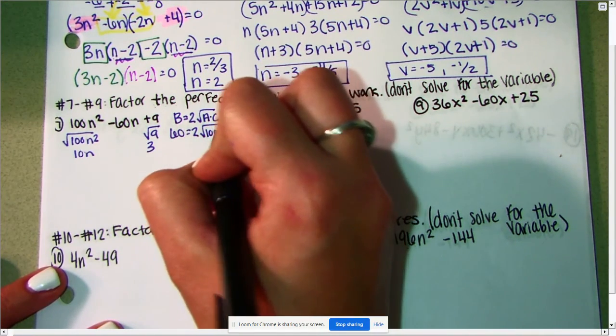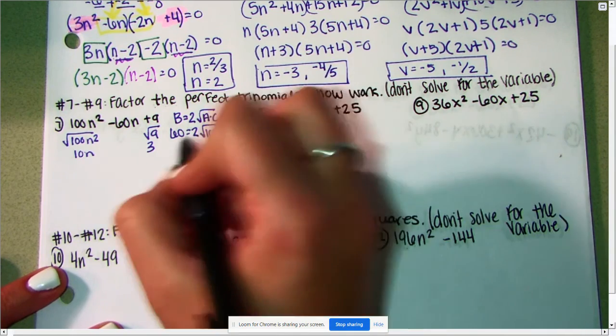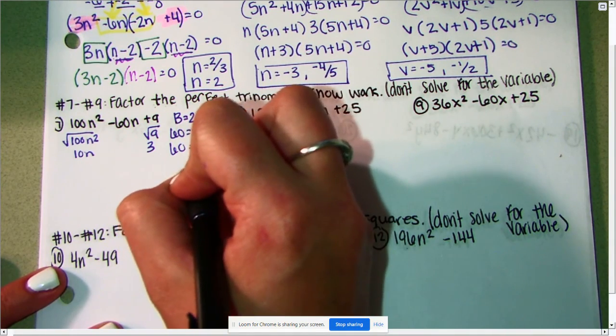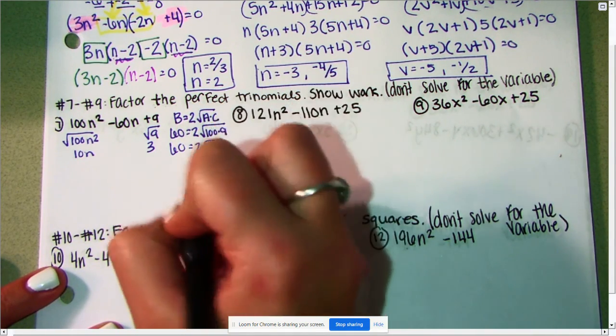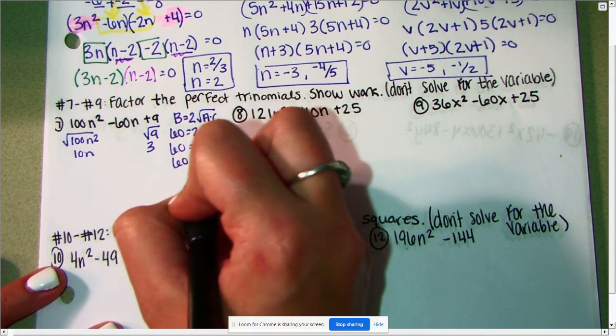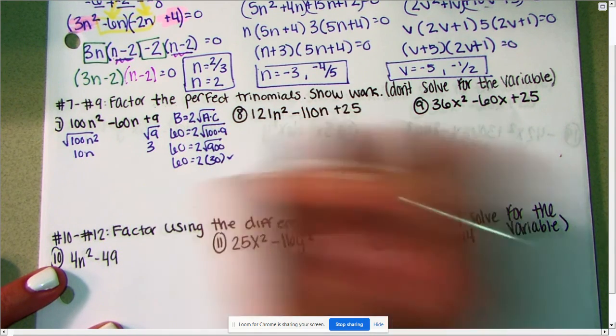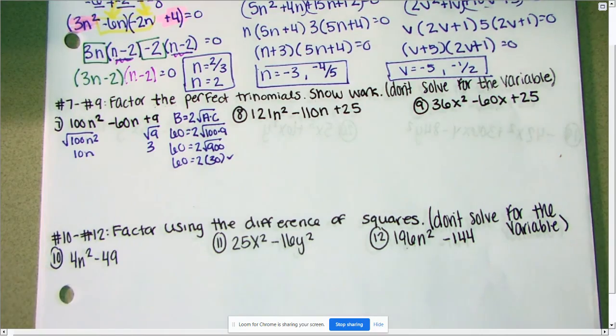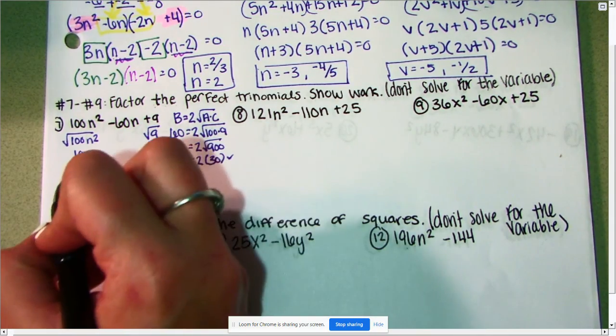A is 100 times c, which is 9. So 60 equals 2 square roots of 900. 60 equals 2 times 30. Well, that is definitely true. Now I can jump down to my perfect trinomial.